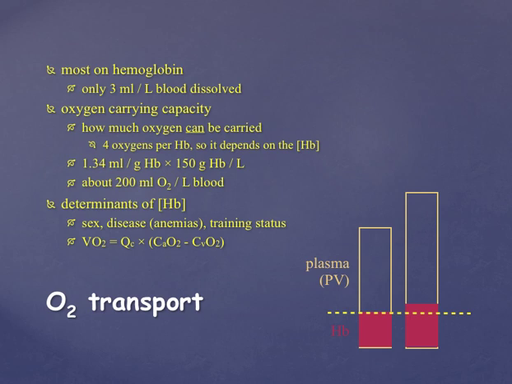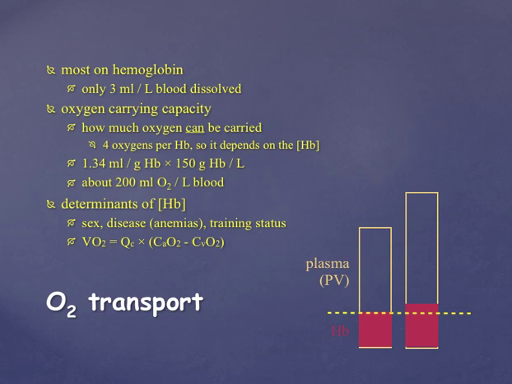We often talk about the oxygen carrying capacity. This is how much oxygen can be carried in the blood. Since 4 oxygen molecules can be carried on each molecule of hemoglobin, the oxygen carrying capacity depends upon the hemoglobin concentration. The first number in this next bullet, 1.34 milliliters per gram, is how much oxygen, 1.34 milliliters of oxygen, can be carried on each gram of hemoglobin.